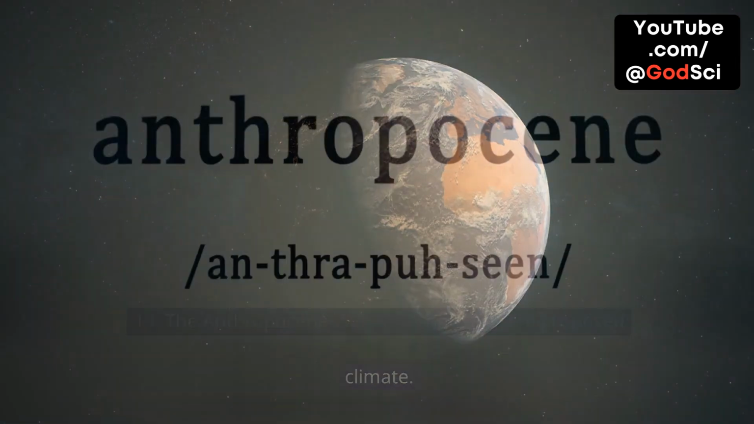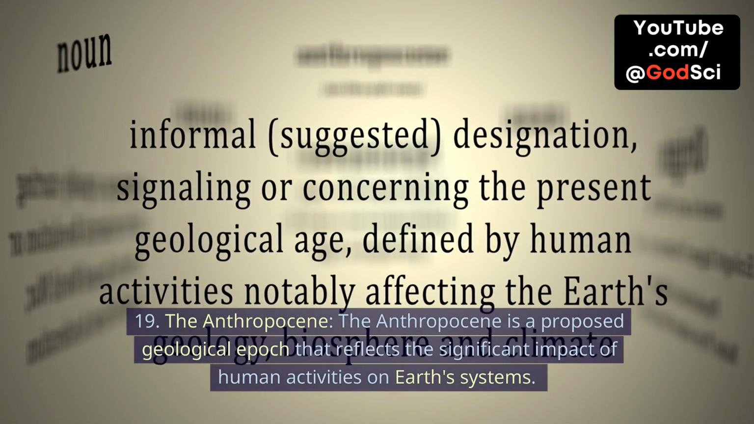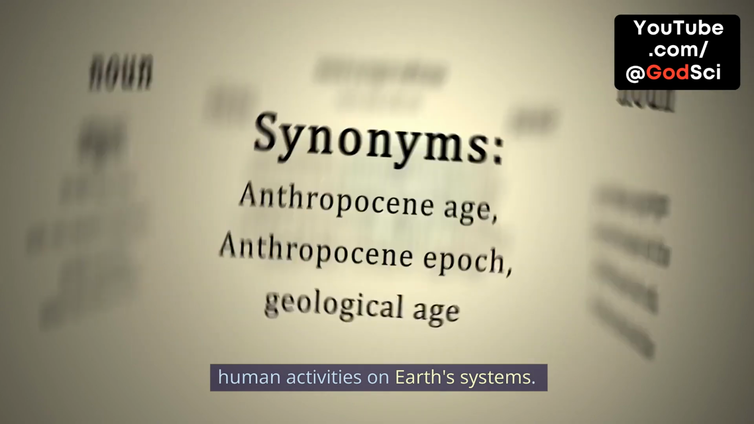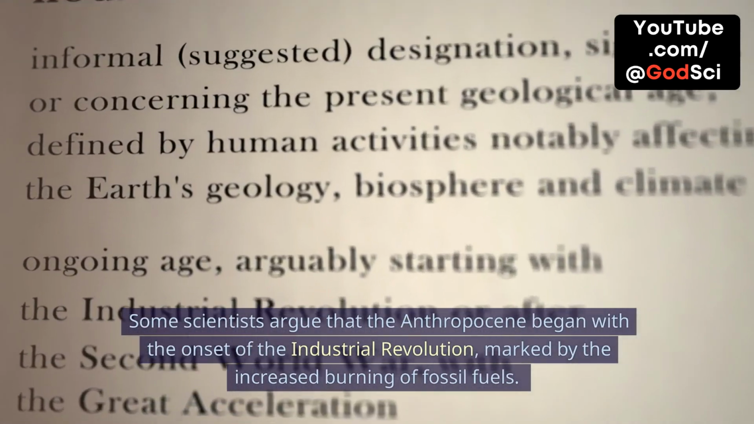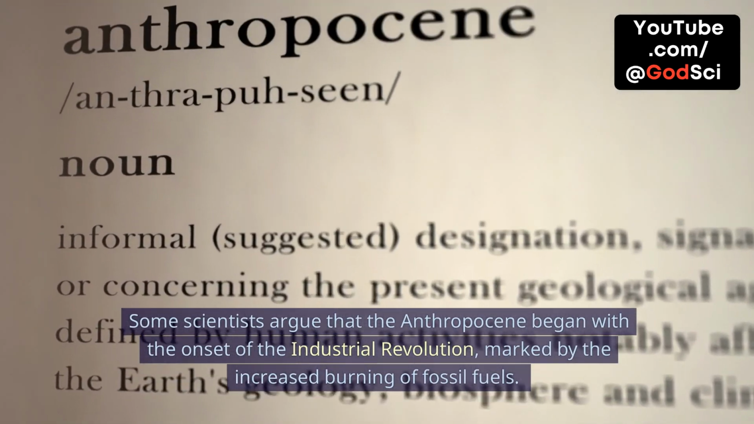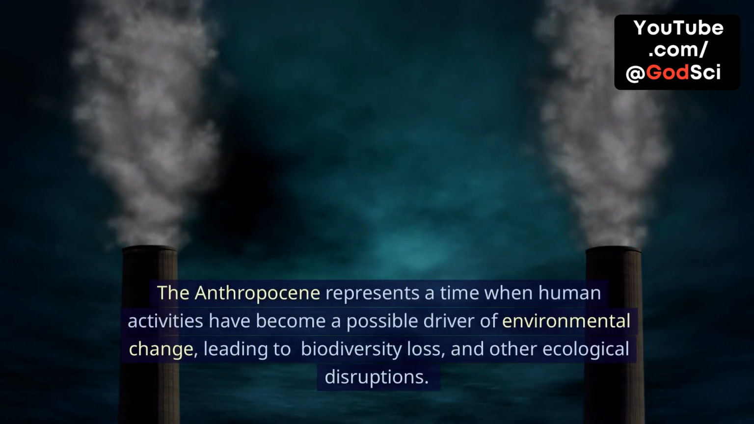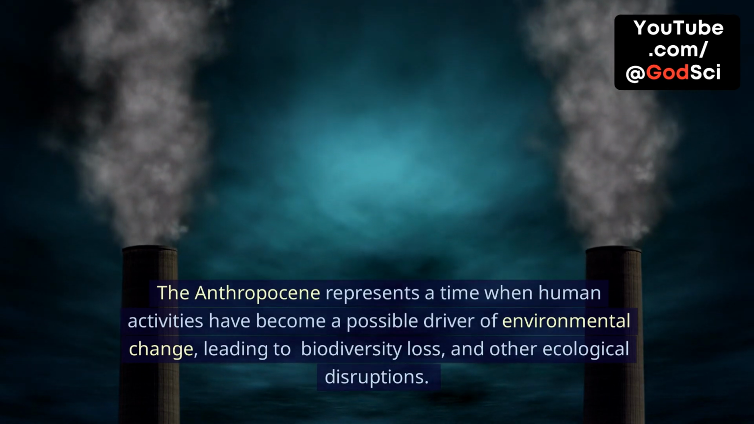19. The Anthropocene. The Anthropocene is a proposed geological epoch that reflects the significant impact of human activities on Earth's systems. Some scientists argue that the Anthropocene began with the onset of the Industrial Revolution, marked by the increased burning of fossil fuels. The Anthropocene represents a time when human activities have become a possible driver of environmental change, leading to biodiversity loss and other ecological disruptions.